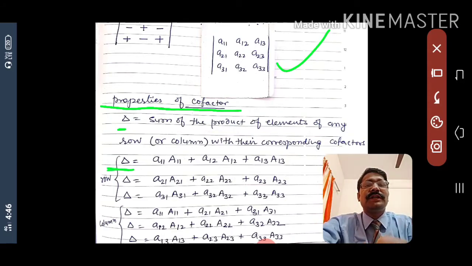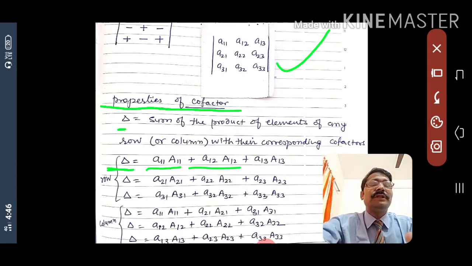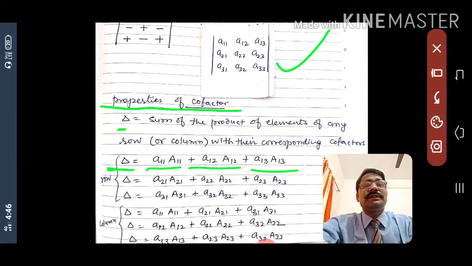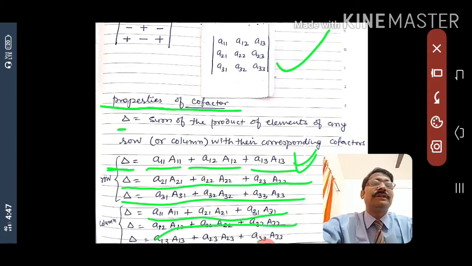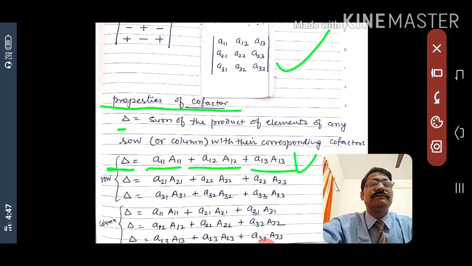So the value of the determinant we can find by small a11 times capital A11, where capital A11 means cofactor and small a11 means element, plus small a12 times capital A12, plus small a13 times capital A13. This is the value of the determinant. Similarly, you can find it using the second row, the third row, and column wise also. So the value of the determinant we can find in 6 ways. Okay, so that you can understand.